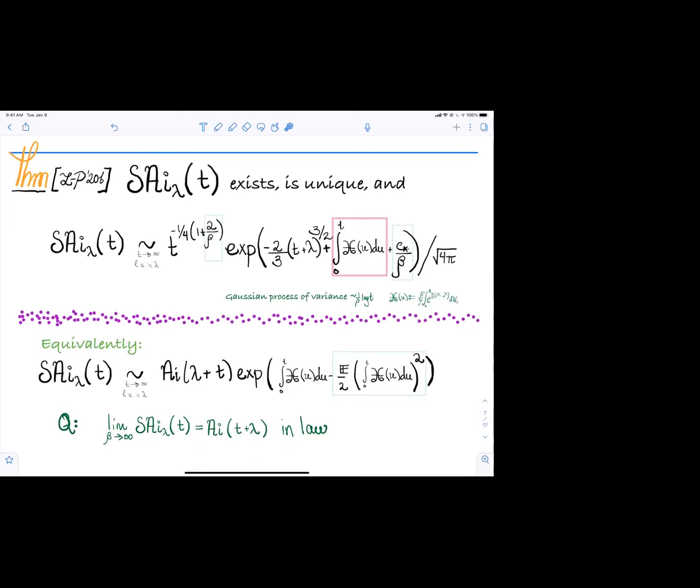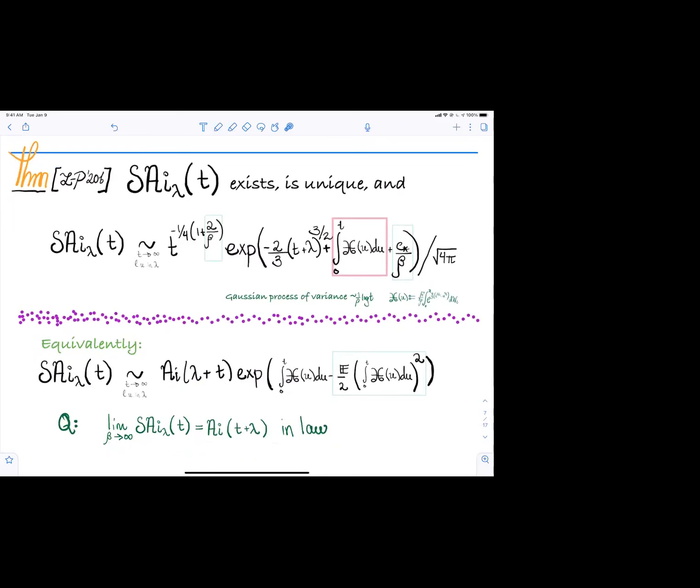I'll just say this is set up in such a way that the stochastic Airy function should have a limit to the Airy equation as beta goes to infinity. That's actually beyond what we can prove, but heuristically, it seems clear that this is what's happening.